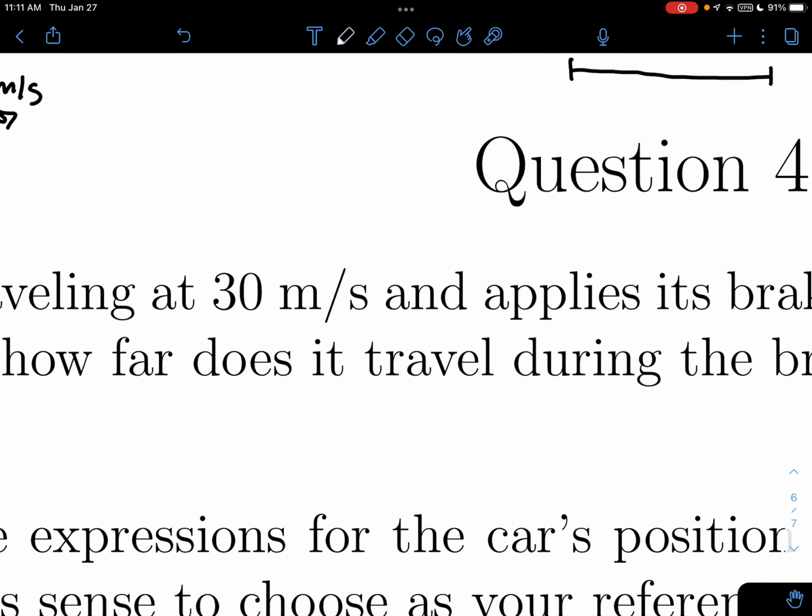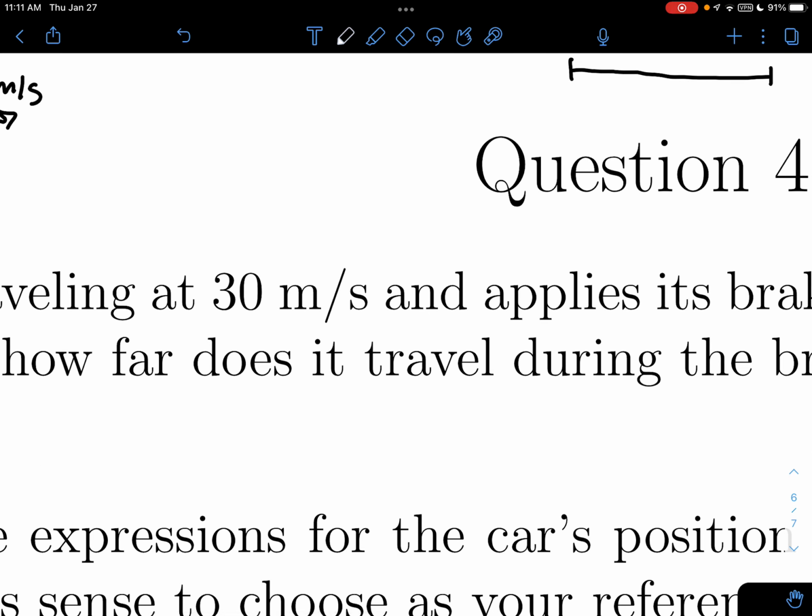Because at that instant, our acceleration is equal to negative 5 meters per second squared in the system that we set up, and it doesn't change throughout the entire time that we're slowing down. That also gives us how far it travels during the braking period. If we start our t equals 0 when it starts braking, and then we find how much time has passed to when it ends braking, you can find the time of this.